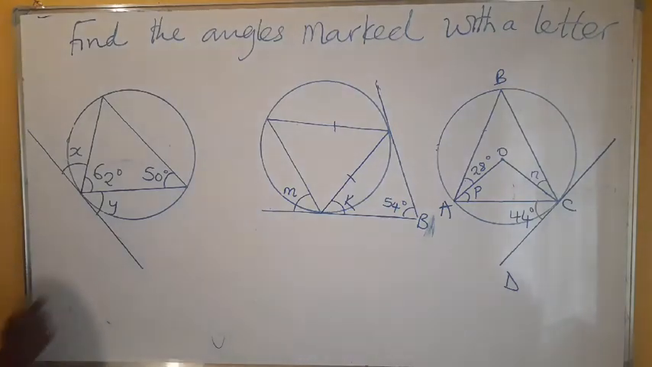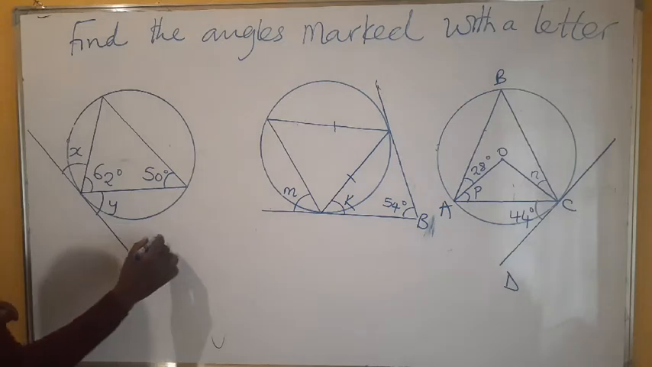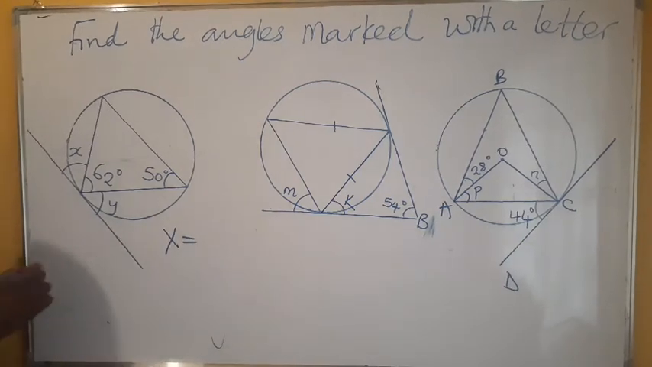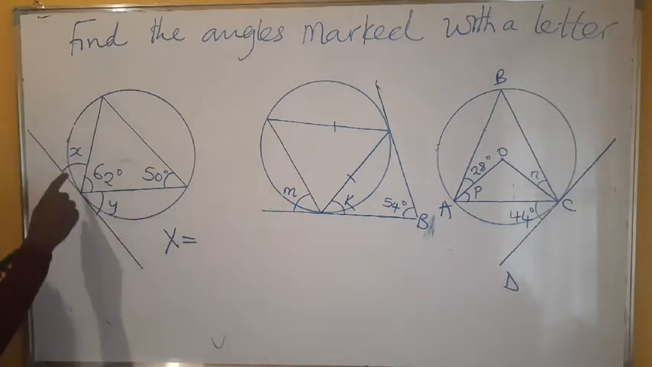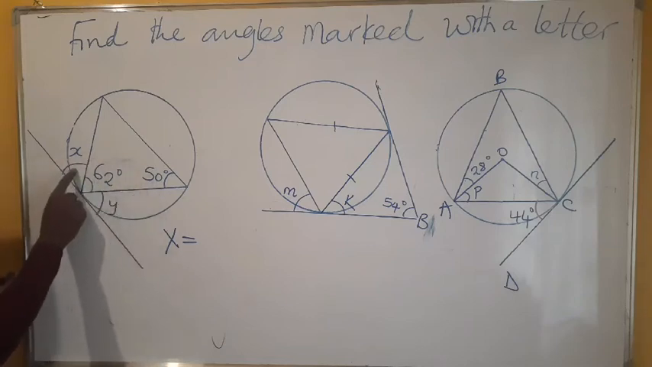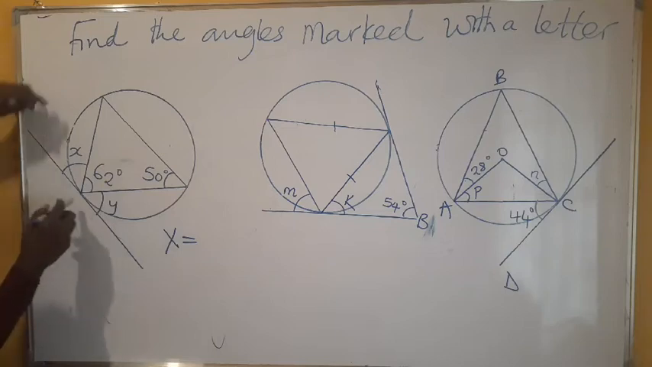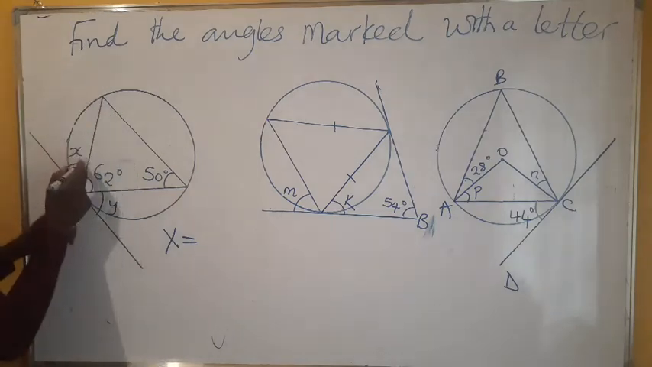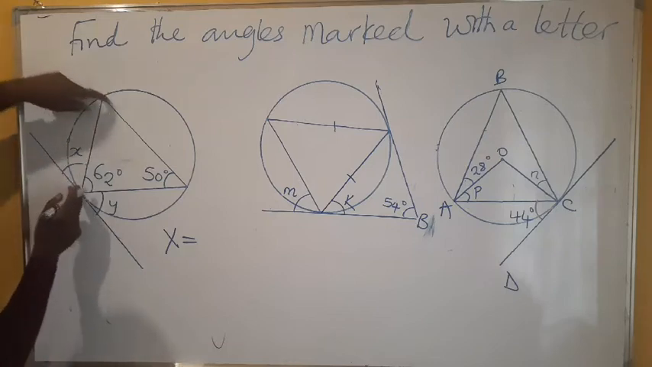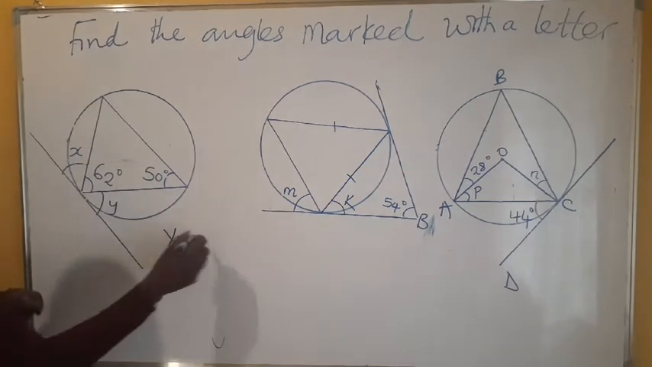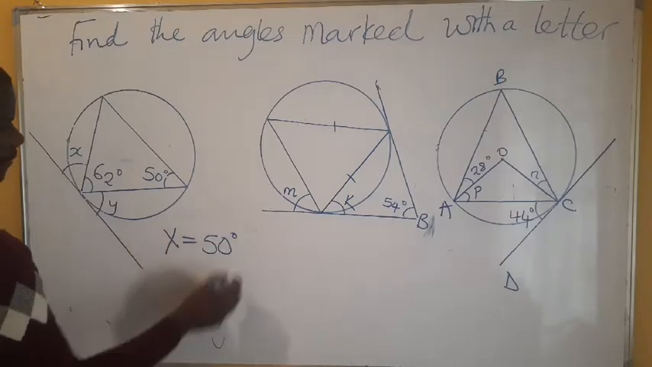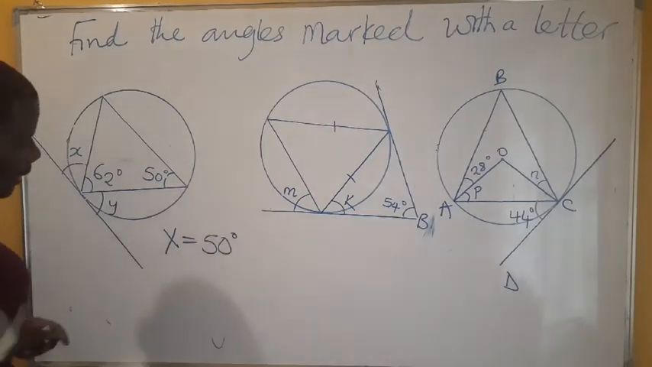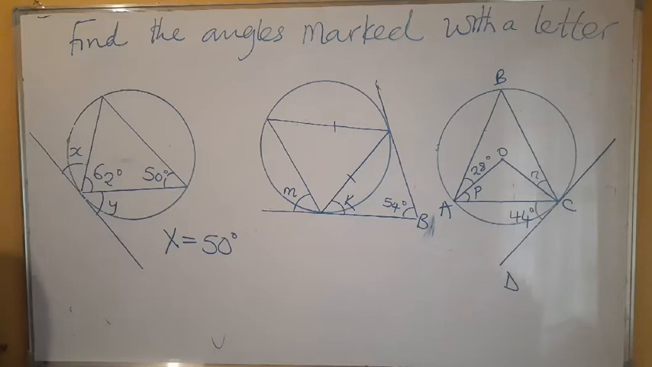So the first one, we are here. I'm not going to waste time. When you look at x, like I said that you're supposed to pause the video, then you work them out. 50 is equal to x. The issue of the angle in the alternate segment. We have a tangent here, and the chord is this one. So you've seen this angle that is formed here and the angle that is formed in the alternate segment. So this is 50. If you want, you can write angles in the alternate segment.